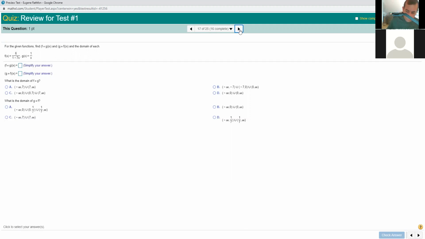Okay, woo, here's the tricky one. All right, so here we go. F of x equals 6 over 1 minus 7x. G of x is going to equal 1 divided by x. So I'm finding f of g of x and g of f of x. And then I got to find the domains of both of these. All righty, y'all. So let me get my screen because this one will be a little bit of work.